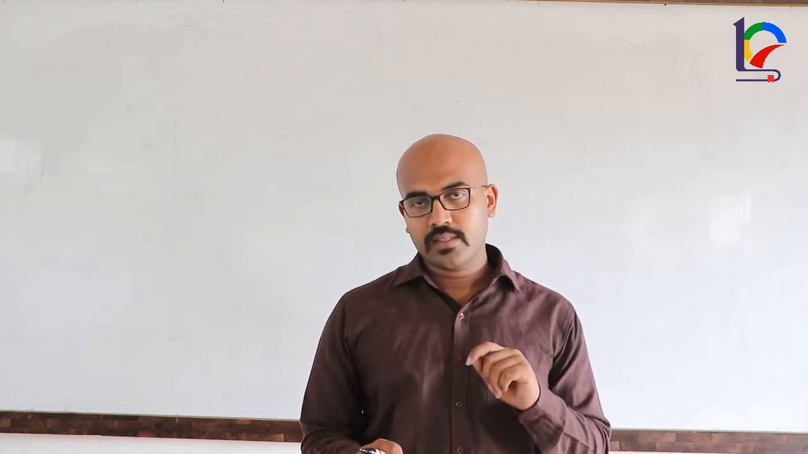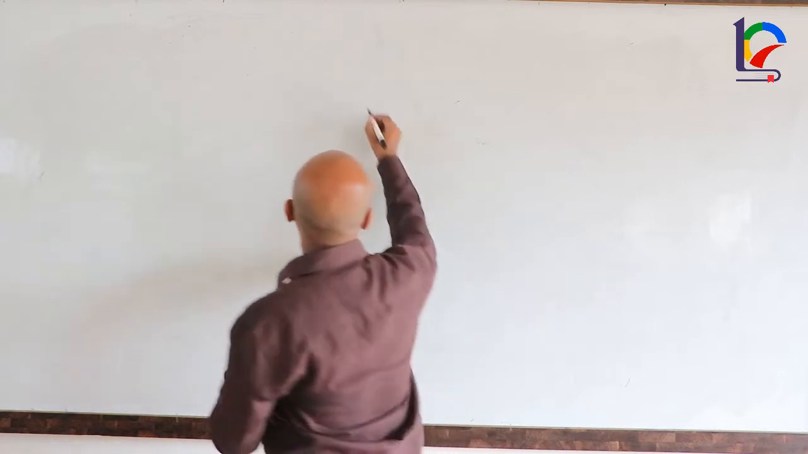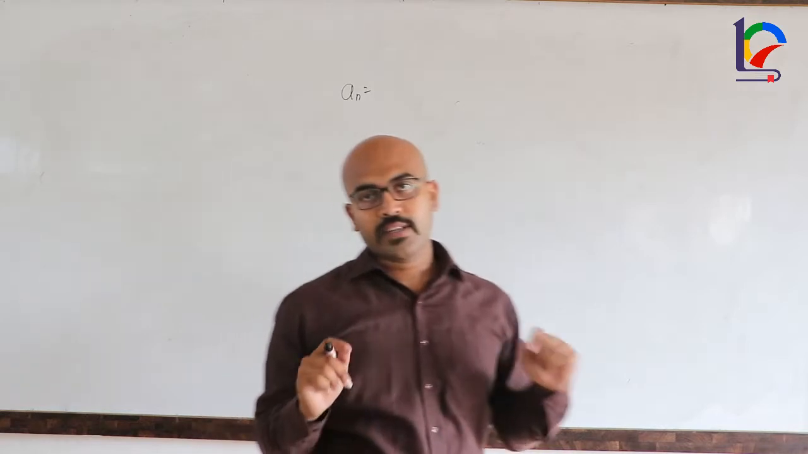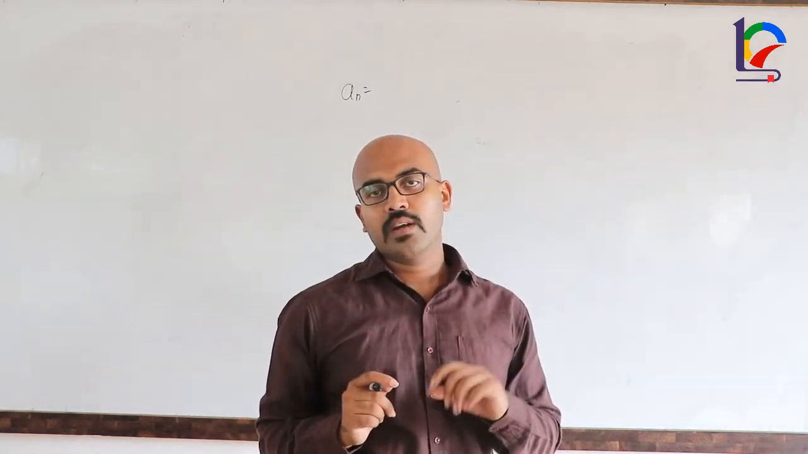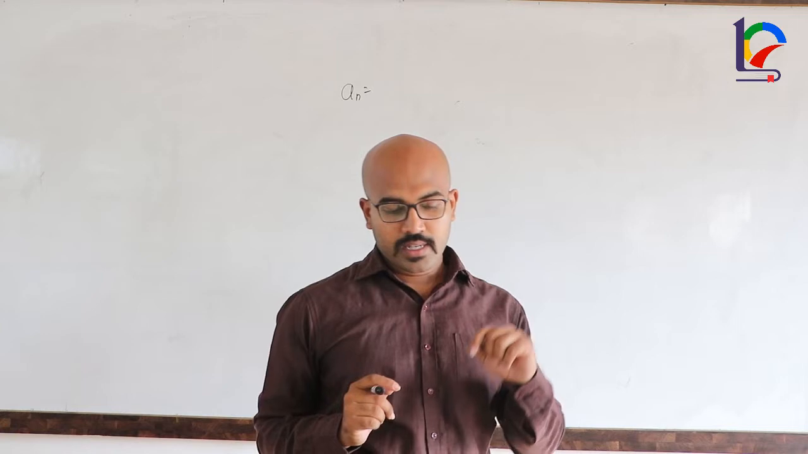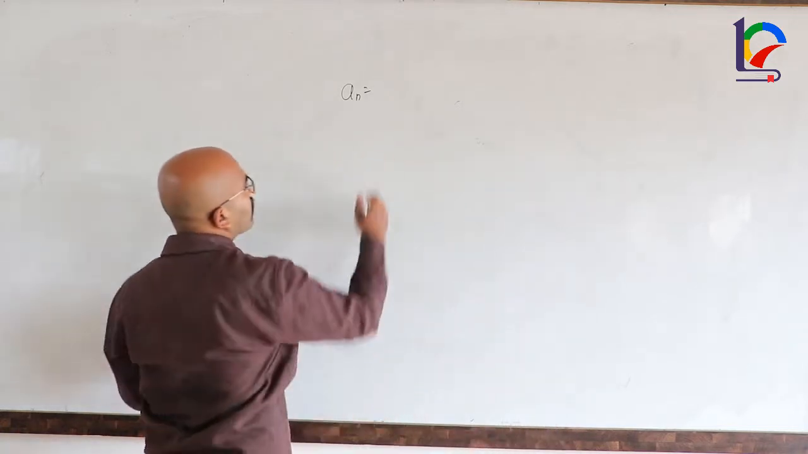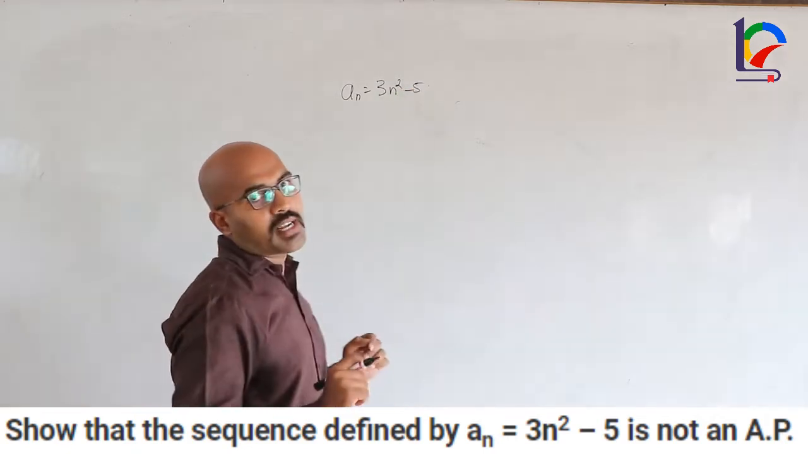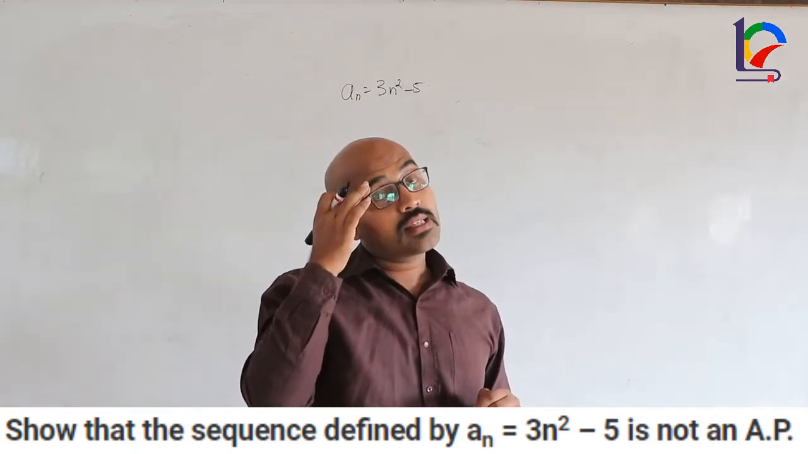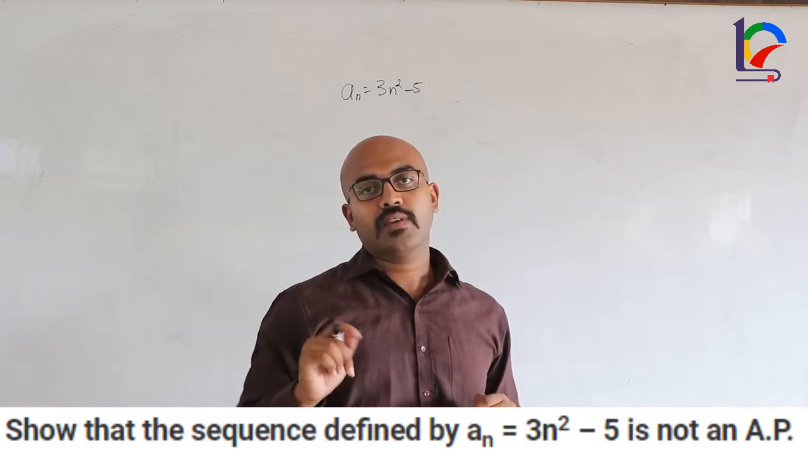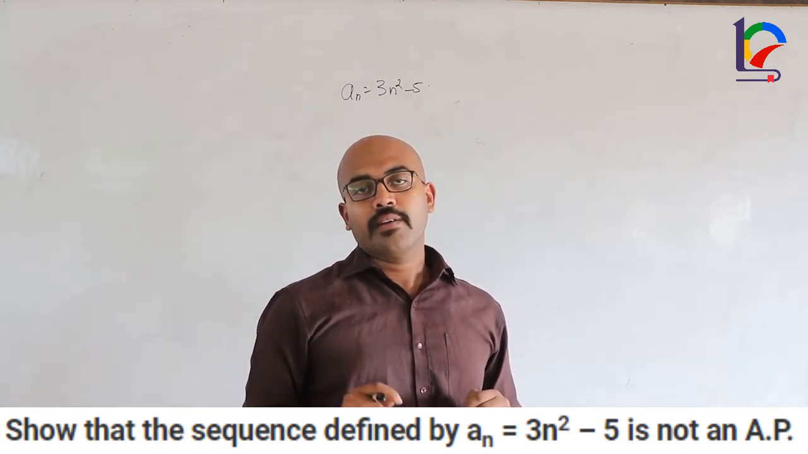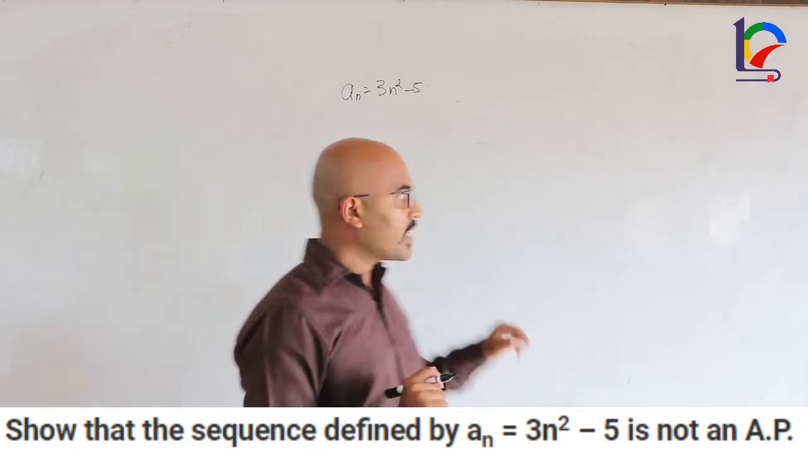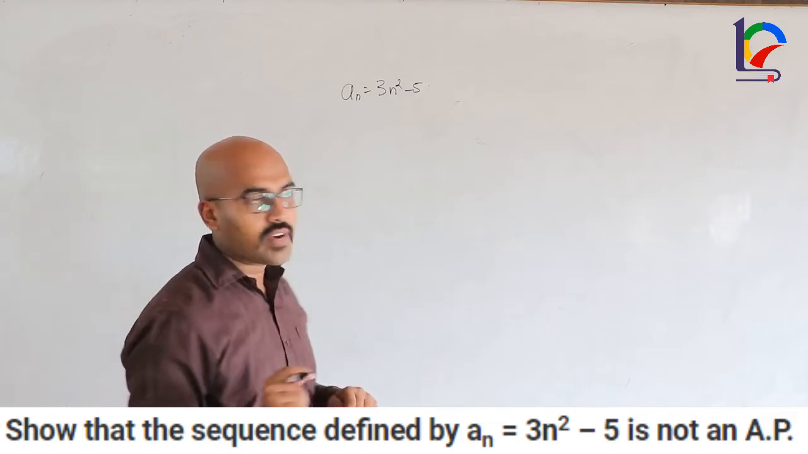They have given a term an, which is 3n square minus 5. This is an arithmetic progression. So the nth term of an AP is 3n square minus 5. You need to find whether this forms an AP. So you have been given an equal to 3n square minus 5.